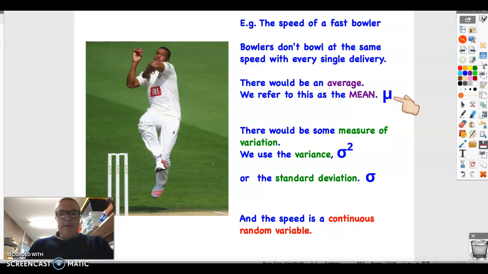There would be some measure of variation. Sometimes the bowler would bowl slightly quicker or slightly slower than the mean speed. And so we have 2 measures of variation. We could use the variance, or taking the square root of that, we could use the standard deviation. And we are assuming that the speed is a continuous random variable. It's not discrete like other variables we've seen in the past.